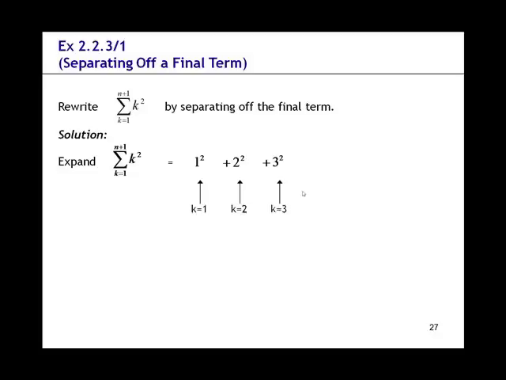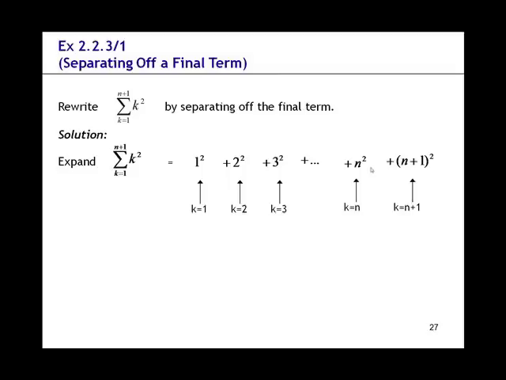K equals 3, you have 3 squared, and so on. We purposely write down the second last term. Notice now my ending value or my upper limit is n plus 1. So what comes before n plus 1? n. So our second last term is k equals n. So you have n squared. And then the final term, k equals n plus 1, you have n plus 1 squared. This is the term that we want to separate off.